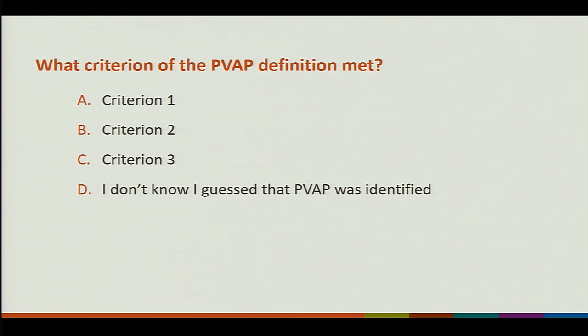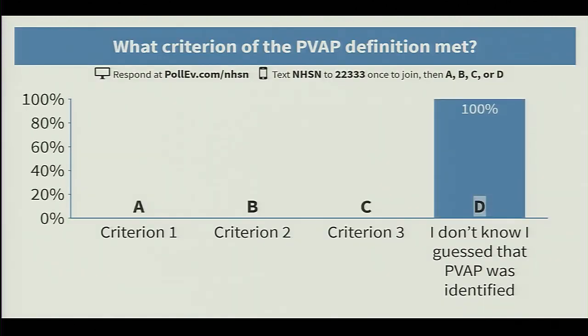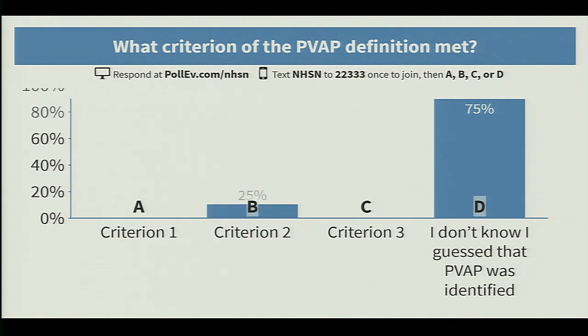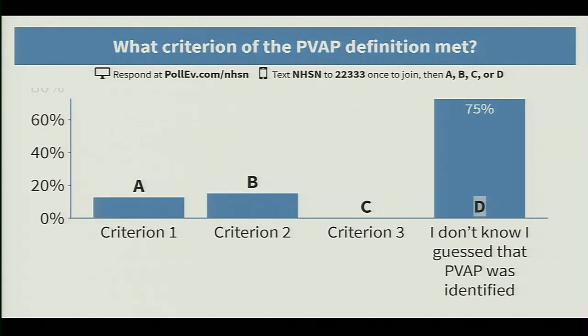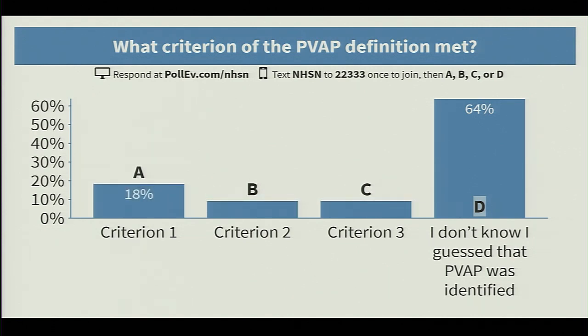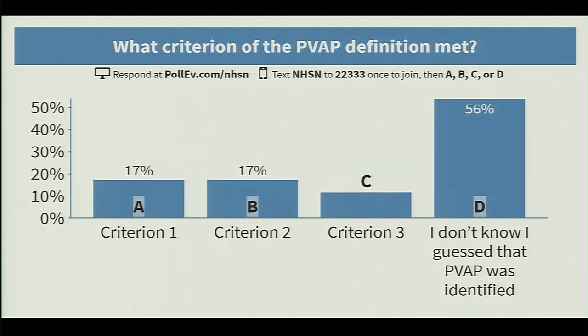So tell me what criterion of the PVAP tier was met. Criterion 1, criterion 2, criterion 3, I don't know, I guessed it was PVAP. So 1, 2, or 3? Okay, maybe you guessed, but now tell me now that you know, which criterion is it? I want that 64 to start shrinking down. Okay, there we go. Good.